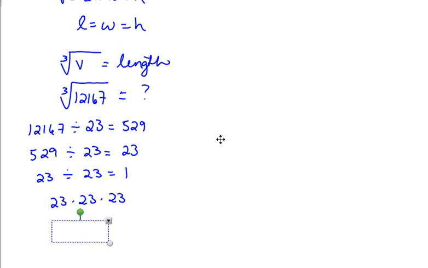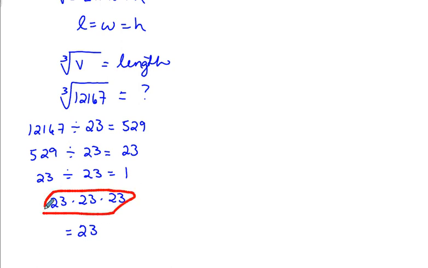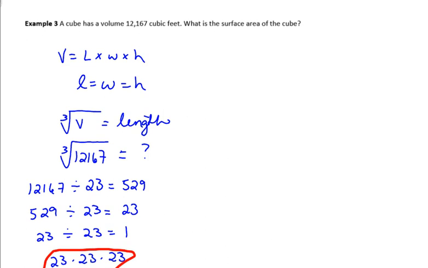So we should know that the length is going to be equal to 23. That's because we are working with a perfect cube. So we take our group of 3, and then we just remove 1 to get the value. So the cubed root of that is 23. So we haven't answered the full question. We've determined what the length is, but now we need to figure out what that surface area is.